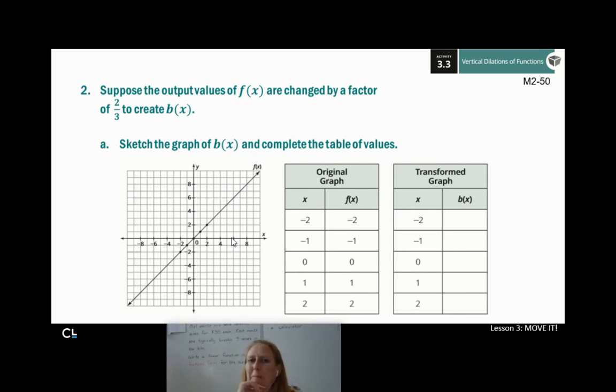Let's make it trickier. I want you to sketch b of x, and we're going to suppose our output values are changed by a factor of 2/3. Again, I would do the table first and then the graph. Go ahead and hit pause to work this out. Hit play when you're ready to check it.